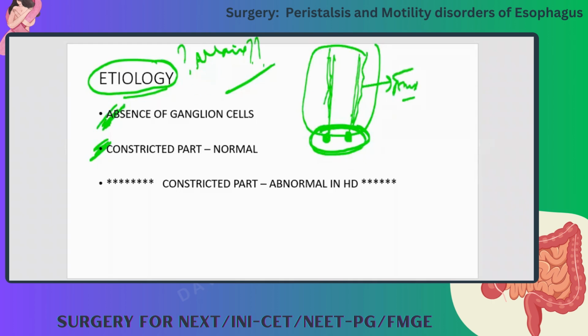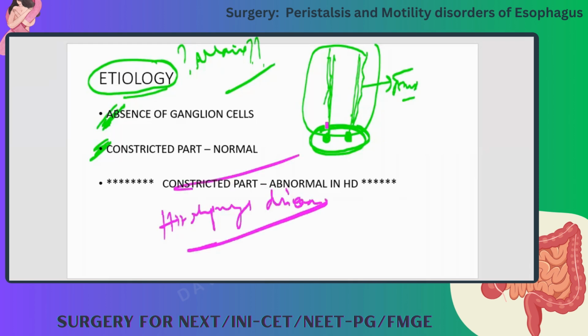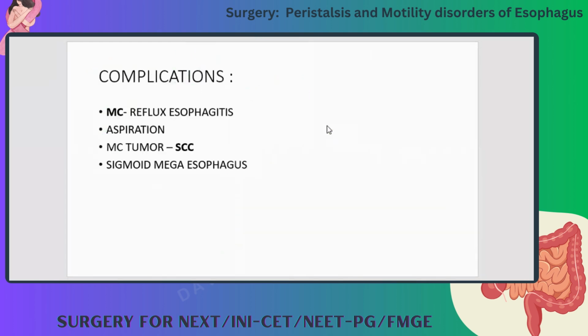A similar finding will be there in Hirschsprung's disease. What is Hirschsprung's disease? It is a failure of migration of these neural cells. If you study Hirschsprung's disease, it is almost the same. Here also ganglion cells are not there. So it is a motility disorder. We'll deal with that also in a later class.